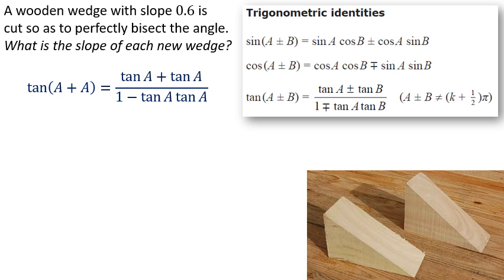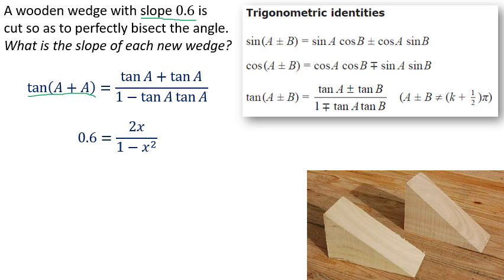If we use our tan A plus B formula, this time you'll notice I've got something slightly different. This is a precursor to what we're going to come on to shortly, which is the double angle formula. Here we want the angle to be the same for each of the 2 new wedges, which means that A and B are basically the same. I've called B A, and A is still A, so we have tan of A plus tan of A, and 1 minus tan of A times tan of A. The result will be tan of A plus A. Well, that's the slope that corresponds to both angles together. That's the original slope. So whatever that is, we know it's going to be 0.6.